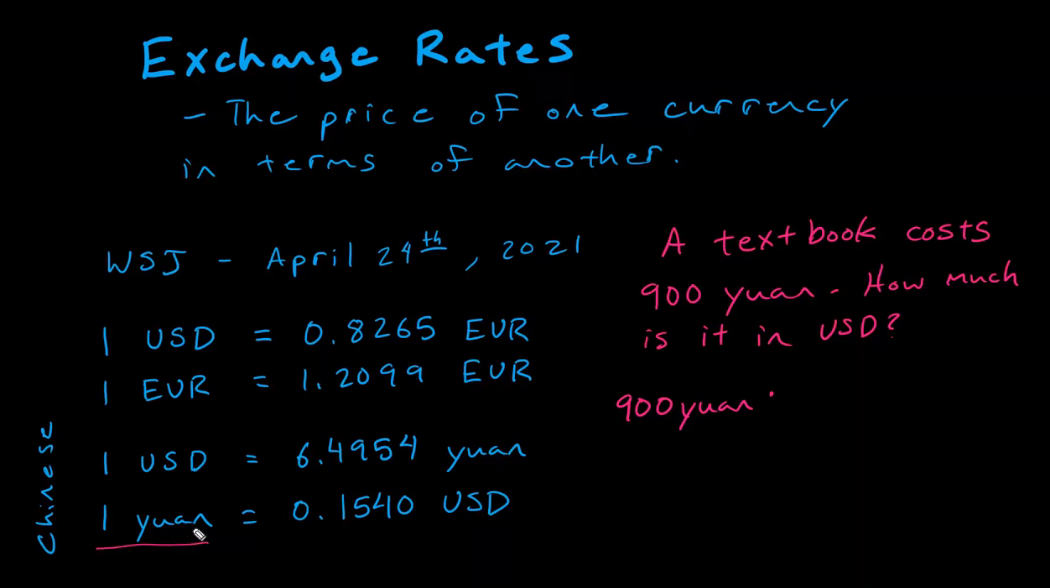Just like we did last time, taking this 1 won and dividing both sides by it, we have 0.1540 US dollars per won. Once we've got that, those won are going to cancel out, so we're just left with it in terms of US dollars, and we would get a textbook costing $138.60. That is how we can use those exchange rates.